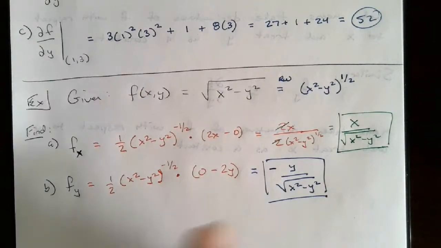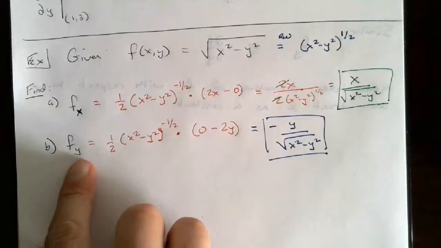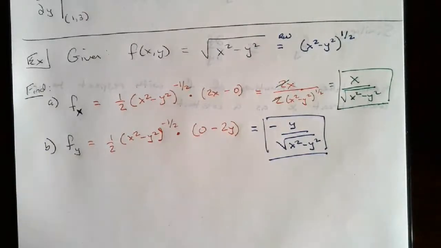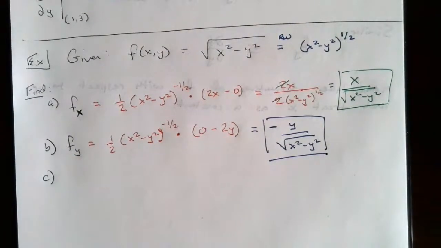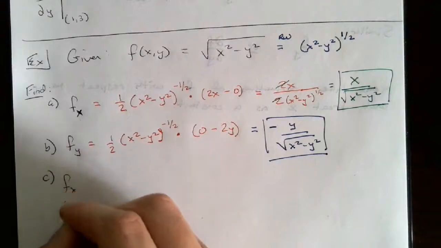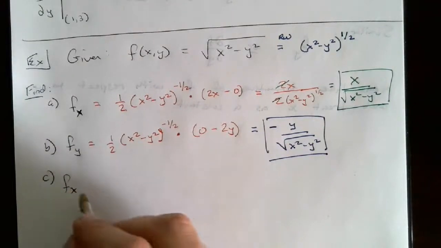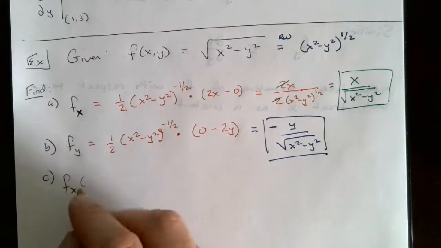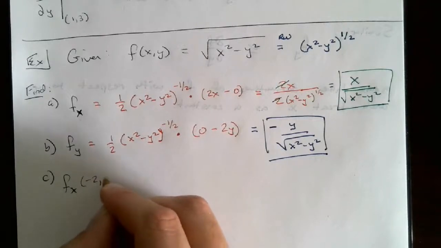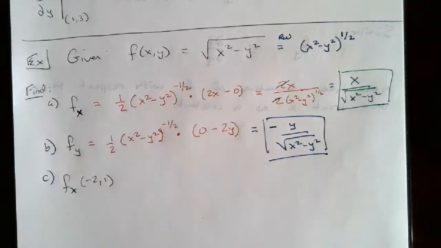So it is different. They are not the same. You have to make sure you're paying attention to which variable you're taking the derivative with respect to. And then if I said to find the partial derivative of f with respect to x evaluated at negative 2, 1.